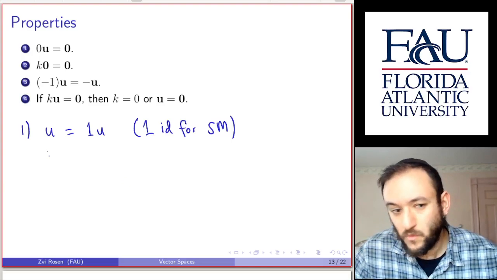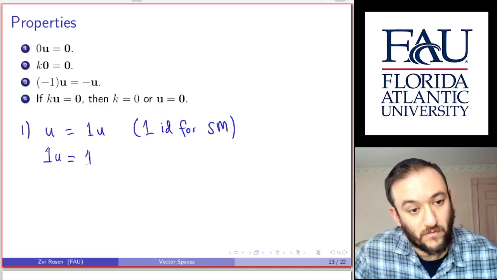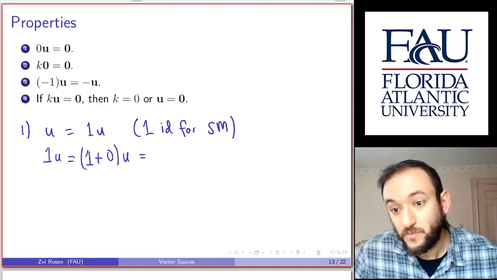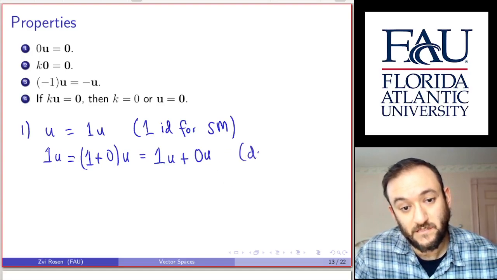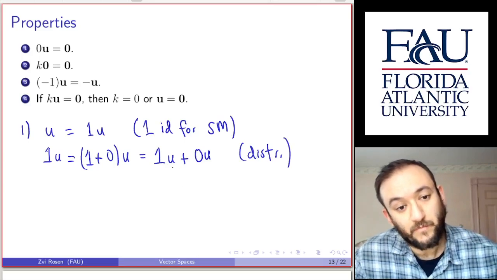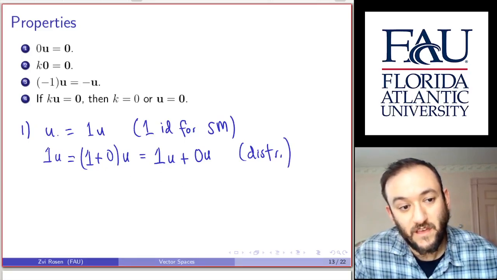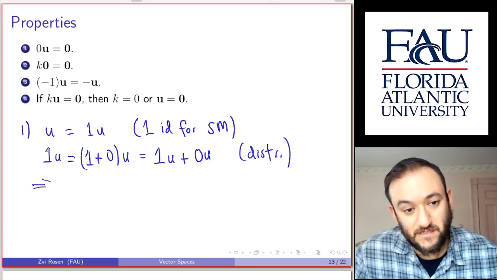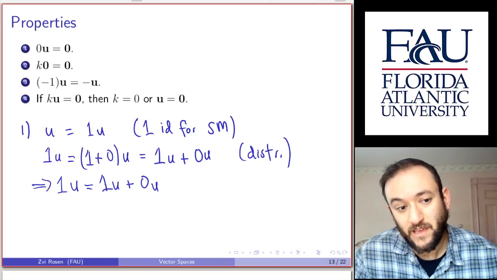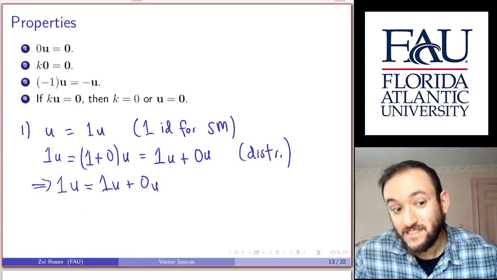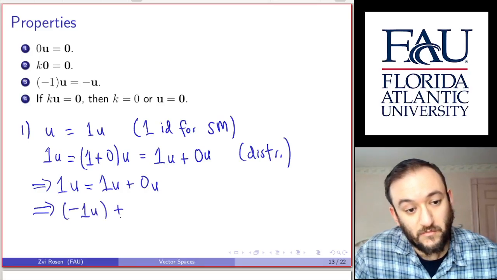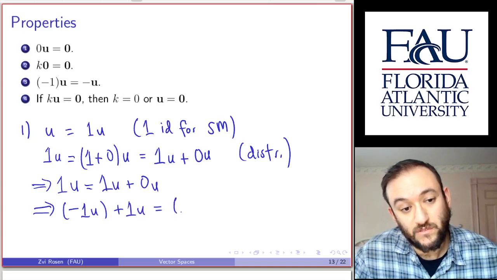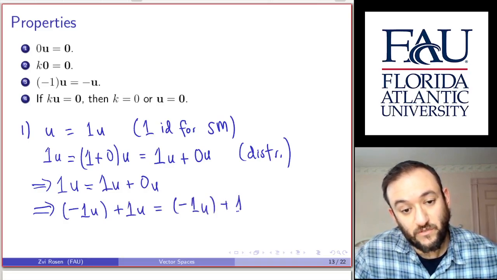But then 1 is equal to 1 plus 0. And then by distributivity, I can split this up as 1u plus 0u. Okay, and this is the distributive property. Now, I have a series of equations that tells me that 1u is equal to 1u plus 0u. Now I can add to both sides of this equation the additive inverse of 1u. So I have minus 1u plus 1u is equal to minus 1u plus 1u, and we know these inverses always exist.